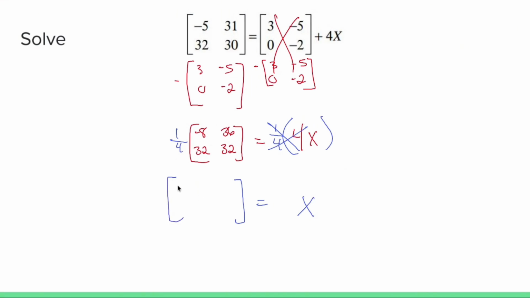1/4 of negative 8 is negative 2. 1/4 of 36 is 9. 1/4 of 32 is 8. 1/4 of 32 is 8. And we are done.